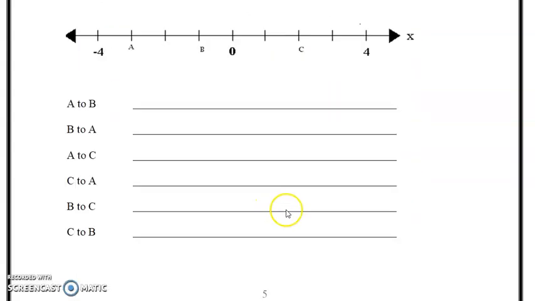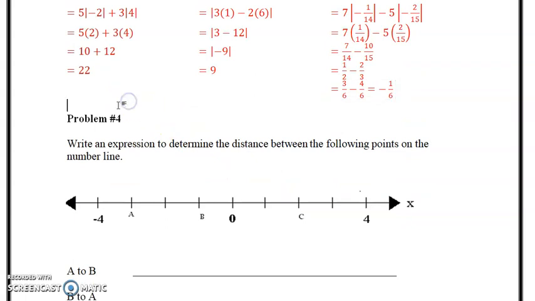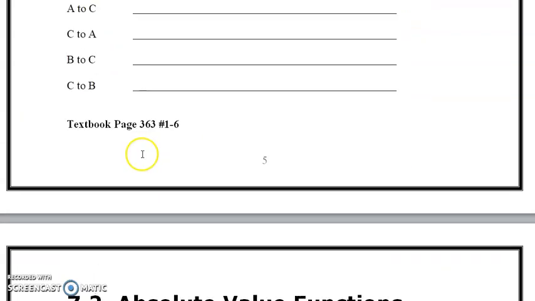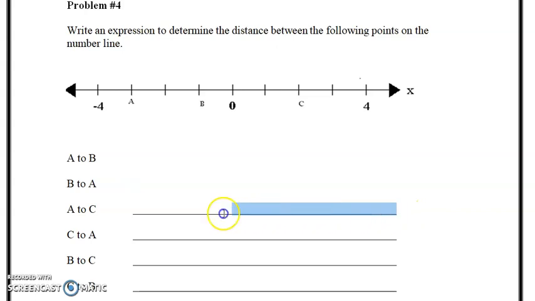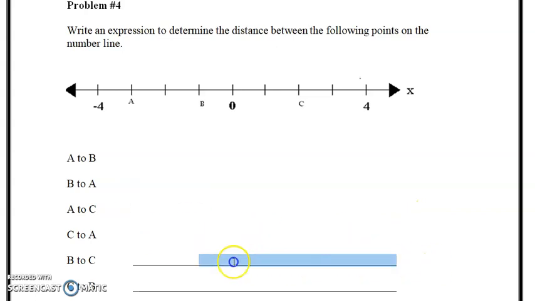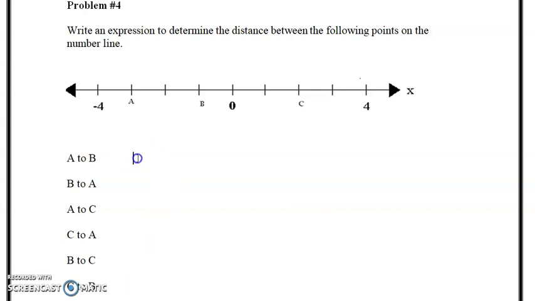The next one we have is a number line. Okay. And it wants to write an expression to determine the distance between the following points, right? So from A to B, how would we determine the distance? So again, you can do this a number of different ways. You can do A subtract B or B subtract A. It's not going to make a difference, right? You can do it either way. We're going to do B to A, so just be consistent. That's all. So I'll just do A subtract B to find the distance, right?